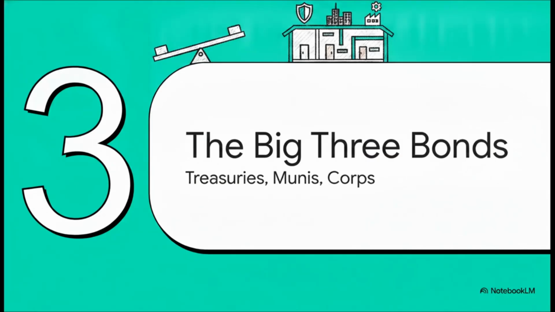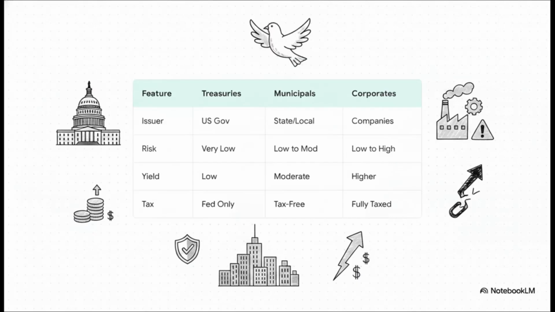All right, Section 3, the big three bonds. We're talking treasuries, munis, and corporates. Taking a bird's eye view here, you can really see the distinct trade-offs you have to make as a lender. On one end, we have U.S. treasuries, issued by the federal government, carrying virtually zero credit risk, but generally offering the lowest yields. On the flip side, we have corporate bonds. These are issued by companies, so they carry higher credit risk, but they offer the highest yields to compensate you for taking on that risk. And sitting right there in the sweet spot in the middle, municipal bonds, issued by state and local governments, offering moderate yields, but with some pretty fantastic, unique tax advantages.